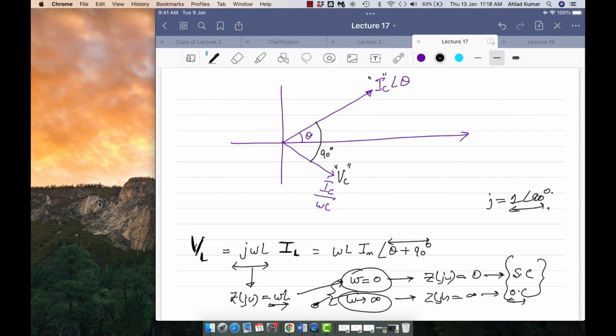So if you want to draw the representation for the inductor, this is your VL, this is IL angle theta, then your voltage vector will be like this, and this is 90 degrees, and this is theta. In case of inductors, you can see from the phasor format that the voltage is actually leading the current phasor by 90 degrees. So this is for the case of inductors.